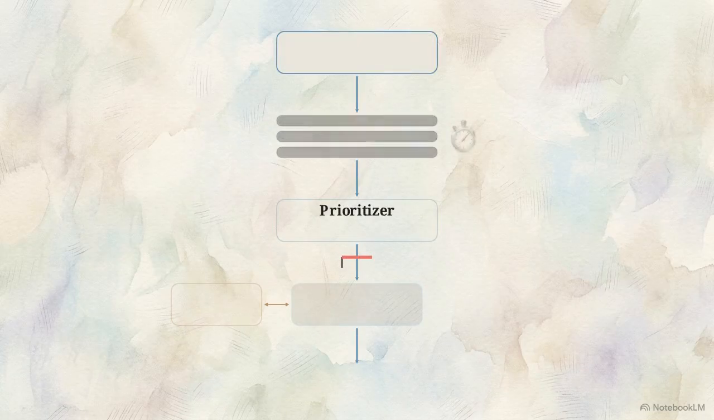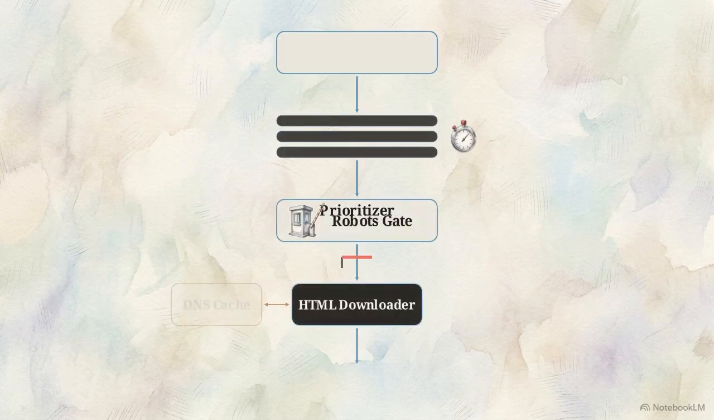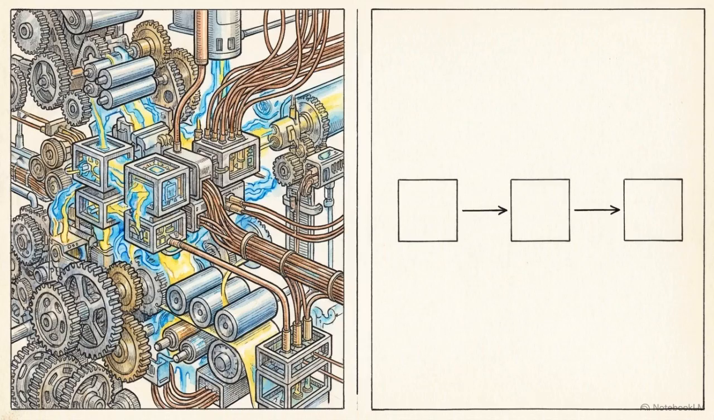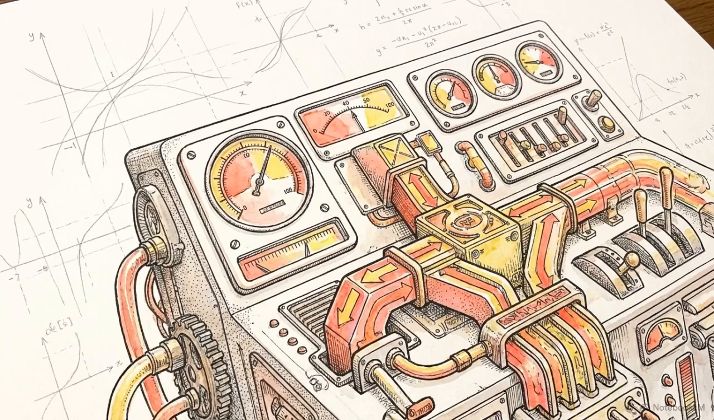Pulling back, we see the fully assembled production architecture: prioritizer, politeness queues, robots gate, downloader, and DNS cache functioning together. A single URL enters the frontier, gets scored, waits patiently in a host queue, clears the rules gate, and is successfully downloaded. Compare this highly opinionated, multi-layered reality to the naive, flat queue script we examined earlier. A production web crawler is not a graph traversal algorithm. It is a defensive, distributed scheduling system.